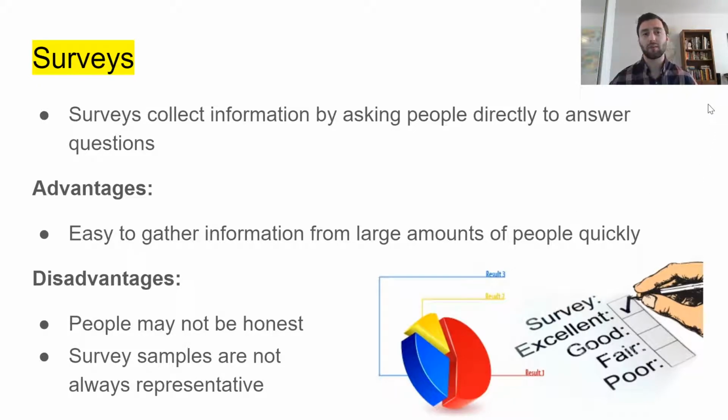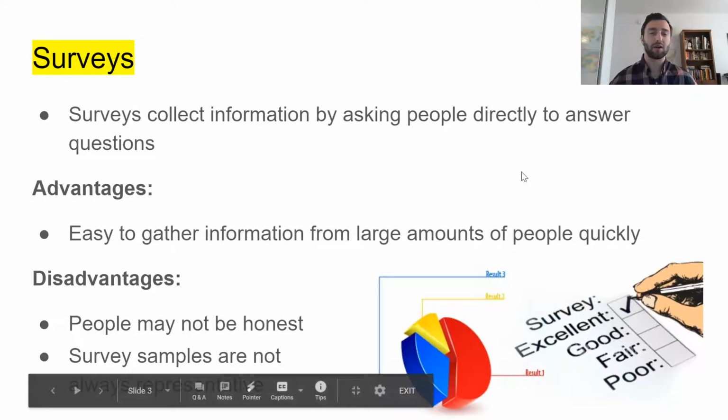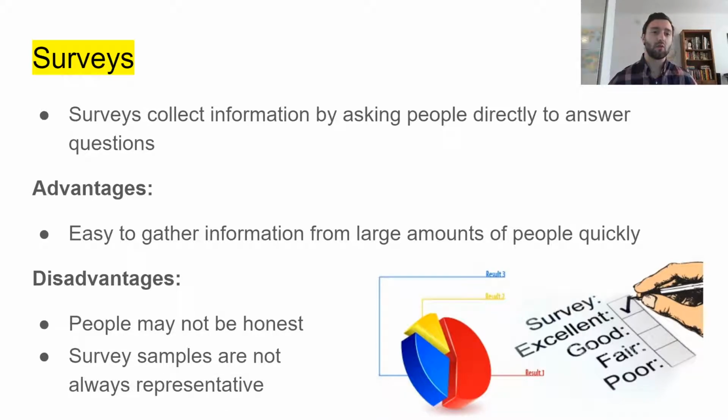Later on when we talk about biology and stuff, it'll be more of just the definition and less of these other pieces that are involved. So a survey is a way to collect information, right, by asking people questions directly, right?